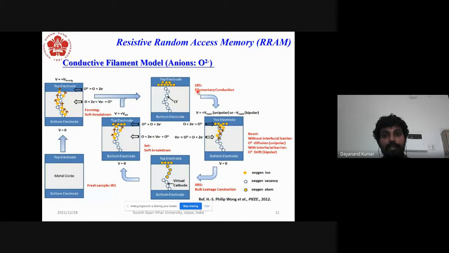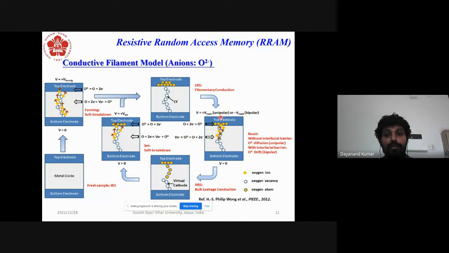Another case: if it is a unipolar device, what happens? If we are talking about a unipolar device, we have to apply the negative voltage also at the top electrode. Set and reset, or data storage and erase, will happen on one side, either the positive side or the negative side. If you are in the negative case, you apply the negative voltage on the top electrode again. So set and reset happen on one side.